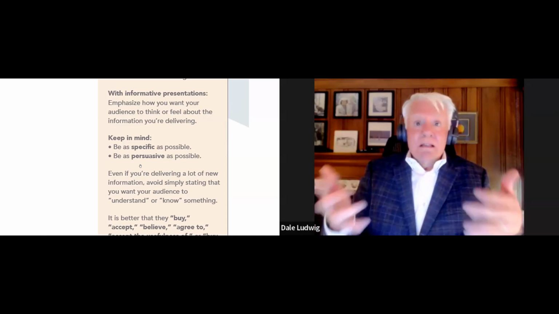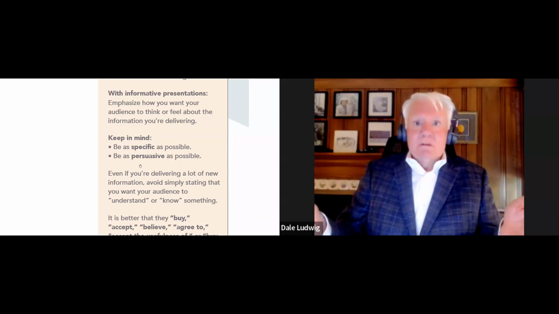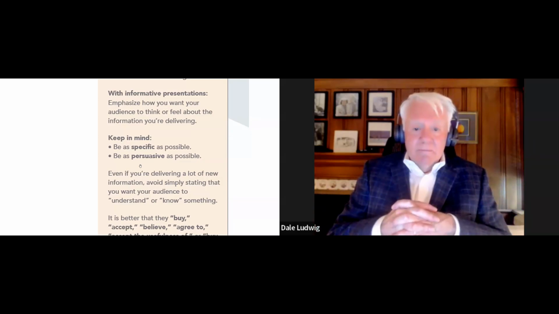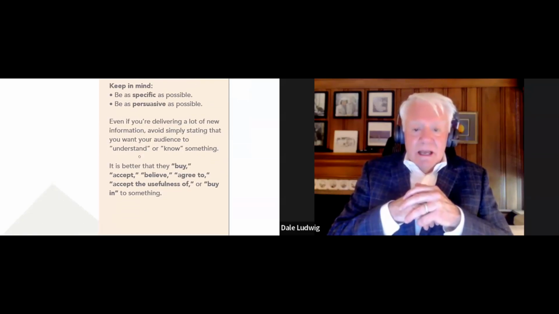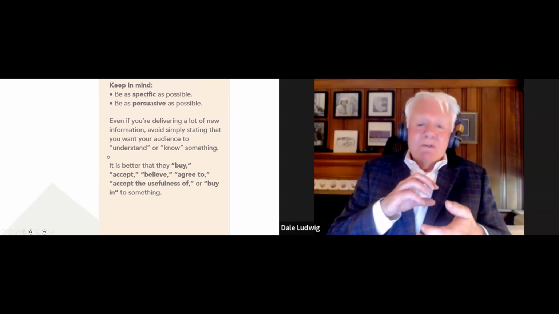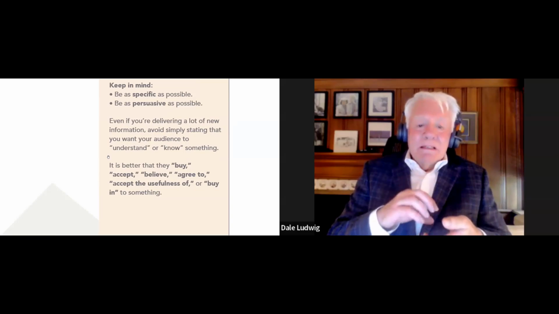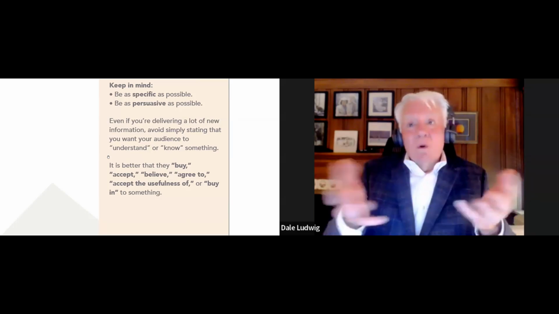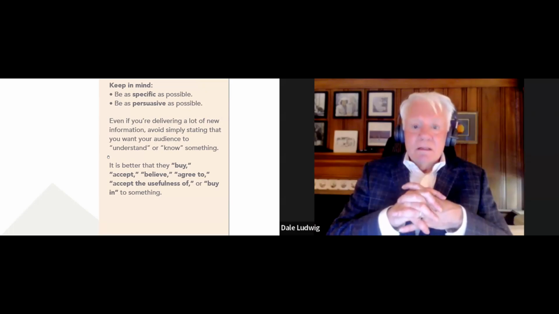You want simple things like, be comfortable with this information. That's a persuasive statement. I want you to feel good, feel confident with what I'm delivering today. Other recommendations, as you can see, moving down the side of the slide: you want to make sure that you're avoiding simply saying you want them to understand or know something, because we hear that all the time. What's your goal? I want them to understand this new process.